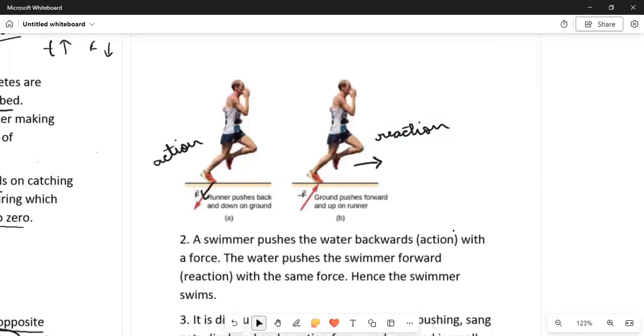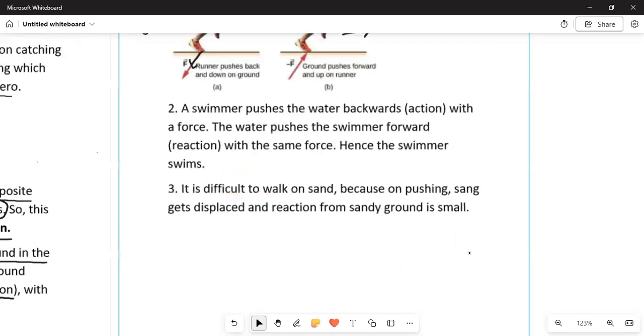Okay, now understood. There is also one more example. See, a swimmer pushes the water backwards, and as he pushes the water backwards, this becomes his action, and the water pushes the swimmer forward. And as the water is pushed backwards, the swimmer is pushed in the forward direction because of the pair of action and reaction. The action is acting on the water and the reaction is acting on the body of the swimmer, because of which he is pushed forward.